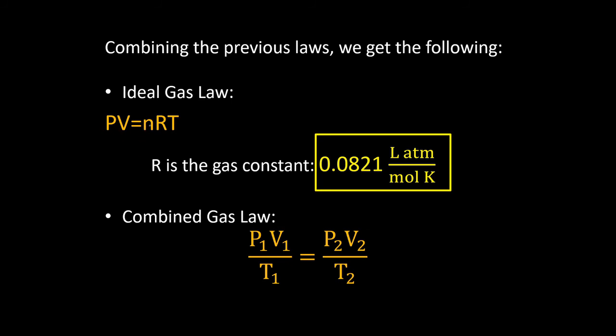So, ideal gas law. PV equals nRT. The pressure times the volume of a gas is equal to the number of moles of that gas times R, which is a constant that we'll talk about in just a second, times the temperature in Kelvin. So pressure times volume is equal to number of moles times a constant times the temperature.